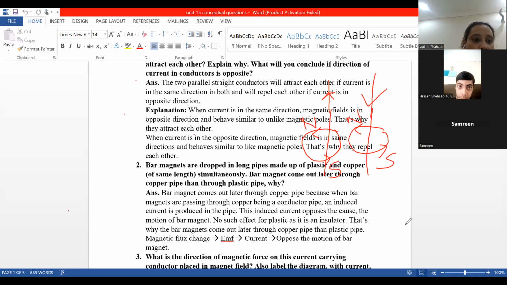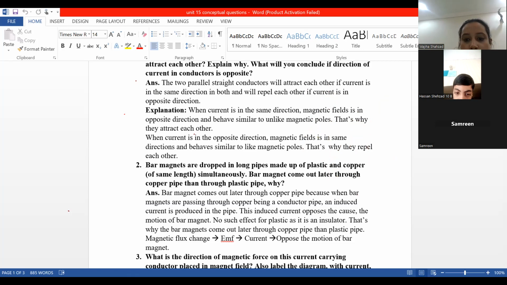So Hassan, can you tell me what is the nature of plastic and what is the nature of copper? Ma'am, plastic is an insulator and copper is a conductor. Very good. That is the reason: plastic is a non-conductor, which we place in the category of insulators, and on the other side, copper, which we use in the shape of a pipe, behaves like a conductor, right?